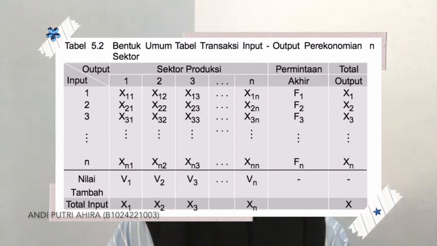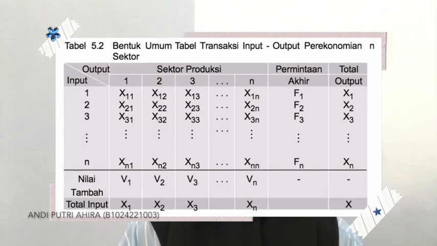The table of transactions or the input-output of the economy consisting of n sectors in general can be expressed as follows, where x11, x12, x13, and so on is the production sector, and the f1, f2, f3 is the final demand, and the x1, x2, x3, the last column, is total output. Also, the v1, v2, v3, and so on is the added value.